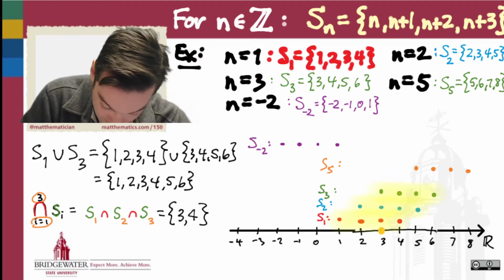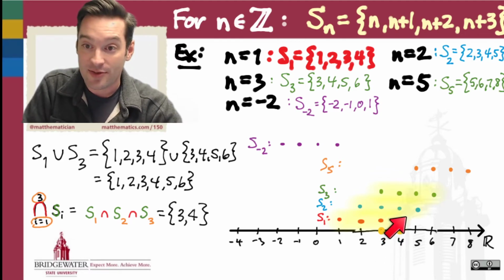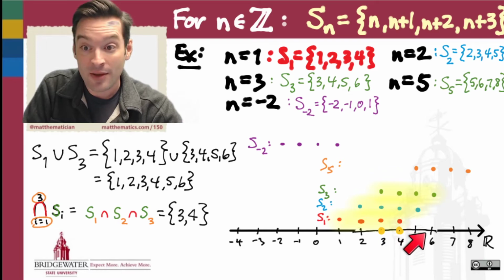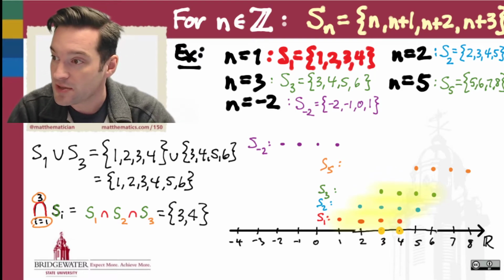But that's all, right? 3 and 4 are the only elements for which we can look above us from the number line and say, yes, this thing actually belongs to all of the members of the collection that I'm intersecting together, and therefore it belongs in the intersection of all 3. 5 doesn't belong because it's missing from S1. 6 doesn't belong because it's missing from S1 and also from S2. So the intersection of those 3 sets consists of just the numbers 3 and 4.